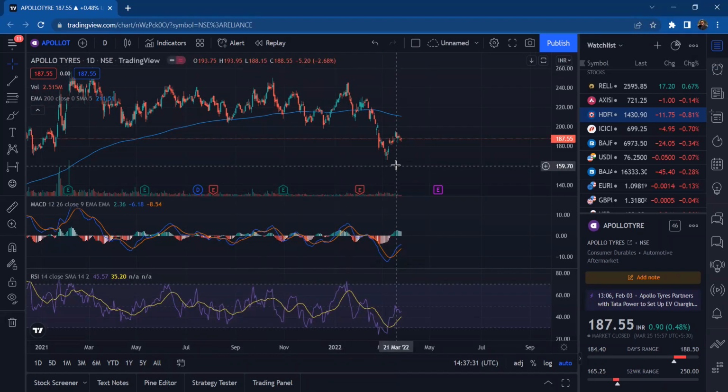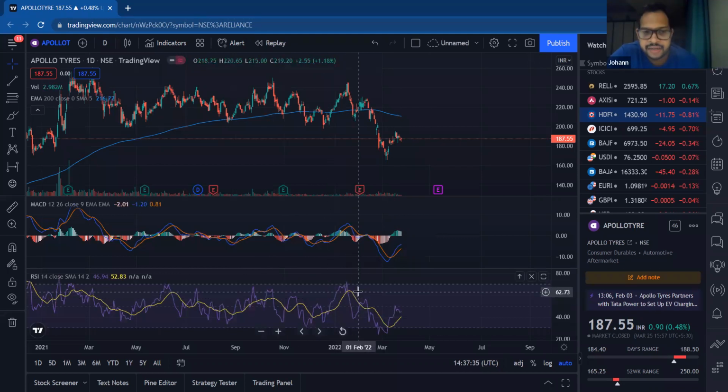And what's the use of that yellow line in RSI? So the yellow line in RSI, in fact, was just added about 2 weeks back. I think on New Year's, 1st of January, they added this yellow line.